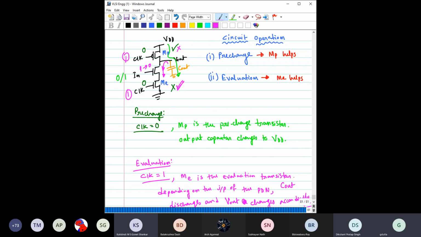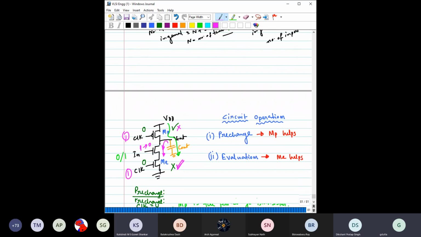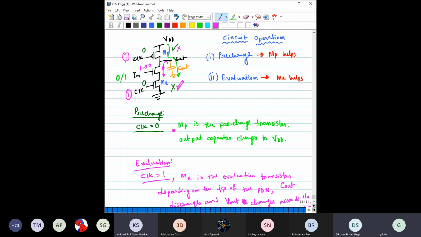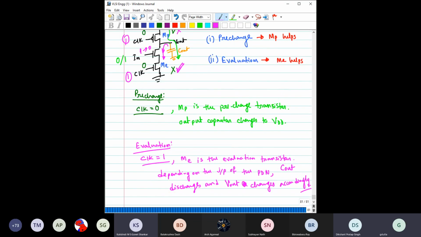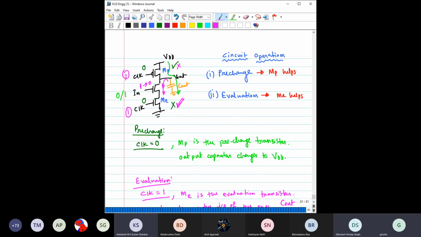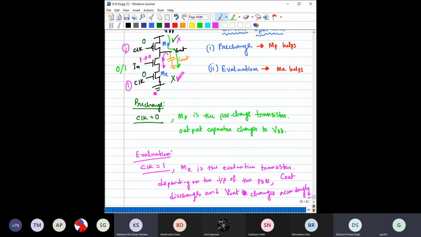If yes, very good. So as I mentioned, this is the basic circuit operation of a dynamic CMOS logic. And I also request you to please go through it once again from the Rabaey book. Okay. So let us now discuss some of the characteristics or some of the features of this dynamic CMOS design.